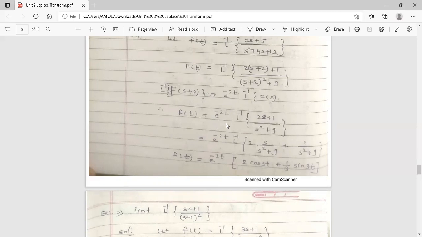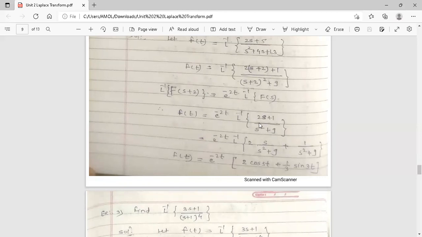We have replaced it by e raised to minus 2t. So in place of s plus 2, now the term will be only s, because we have replaced that s plus 2 by an exponential function using the shifting property here: e raised to minus 2t into inverse Laplace of (2s plus 1) upon (s square plus 9).